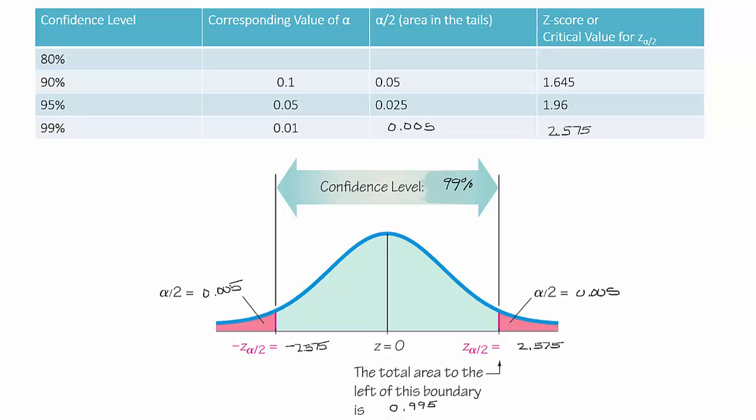These are the most common ones, and as I mentioned before, the 80% one will be in your homework, and you can go through the same process to figure out the corresponding value of alpha, the tail area, and the critical value.